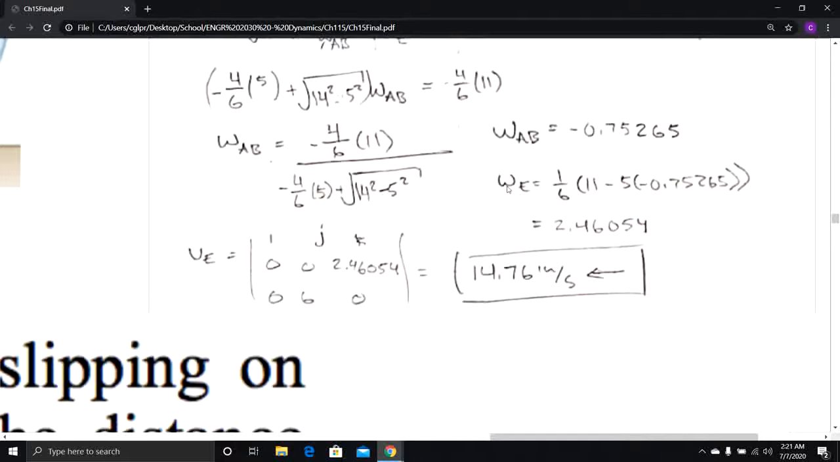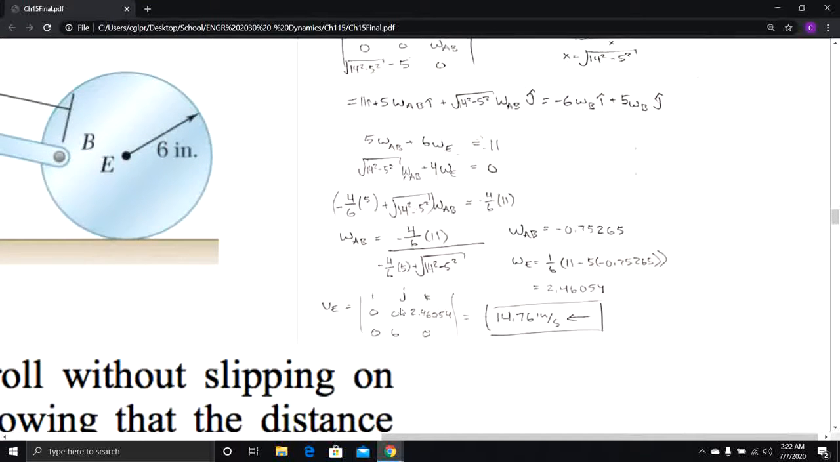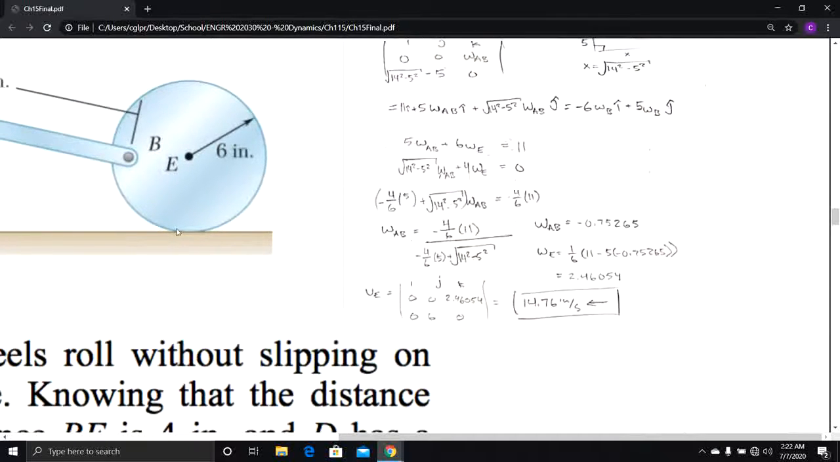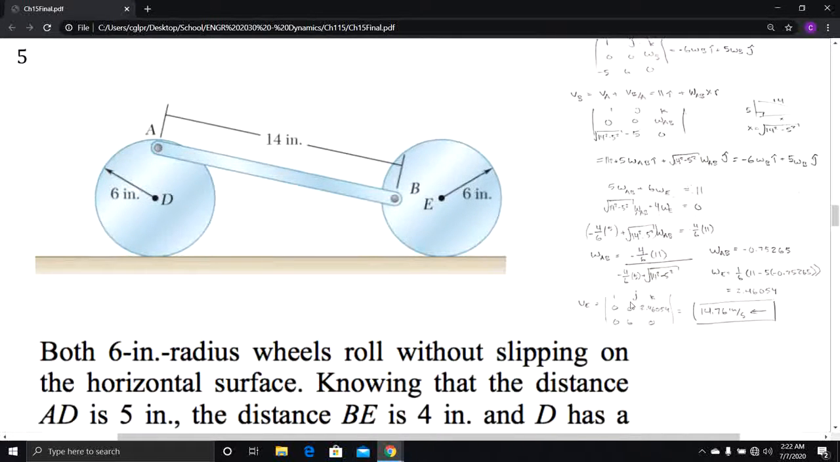Once I have that omega, I can determine the velocity by crossing the omega E with its r, which is just 6 inches above. Again, because we're looking at this point of contact to determine the velocity here. The solution manual has it going the other direction, it has it going to the right. I think that's wrong, it's got to be going to the left, and that's what my math has here. They were messing up with the negative sign, I think.